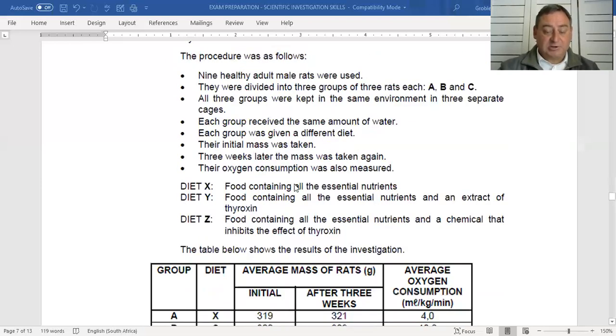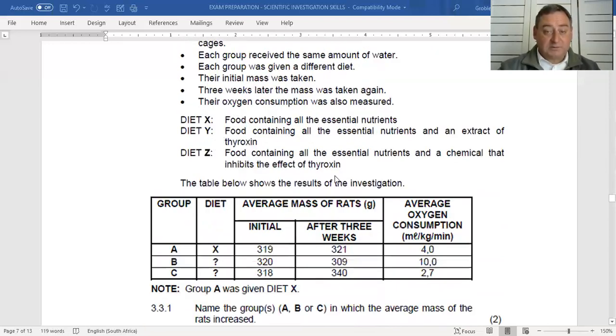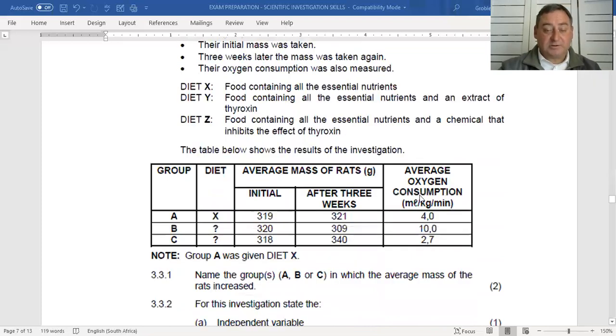And they also checked the oxygen consumption, because the more oxygen used will indicate for you and me how much energy was produced. Because if you're going to use more oxygen, you're going to produce more energy, and thyroxine is going to stimulate this whole process. So what's the difference between diet X, Y, and Z? X was just a normal diet. Before we look at Y and Z, let's see what happened to these mice. They were given this normal diet, and they picked up a little bit of weight. We see that.